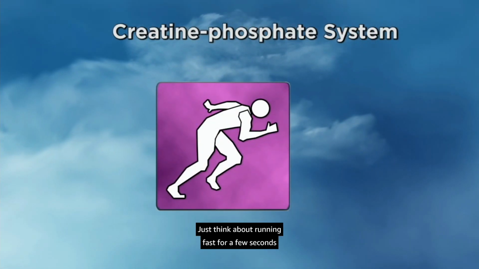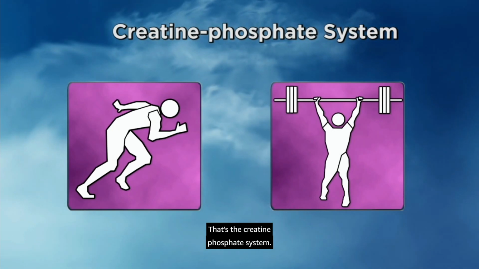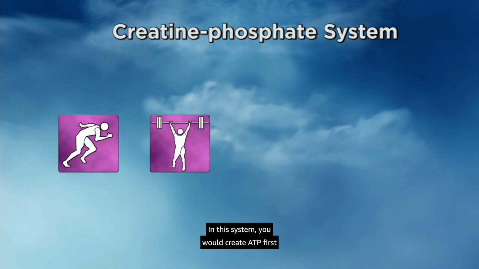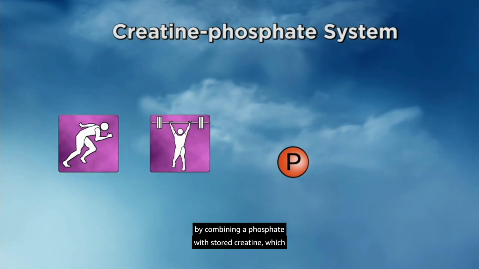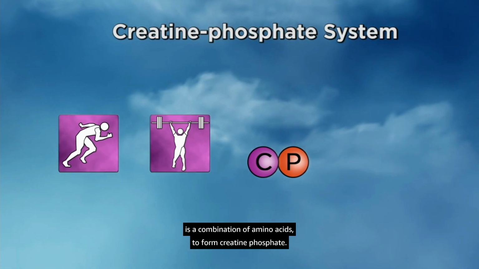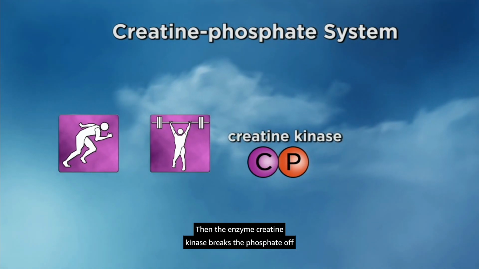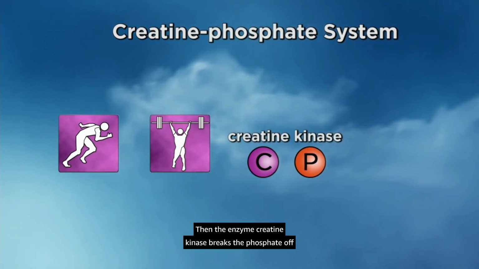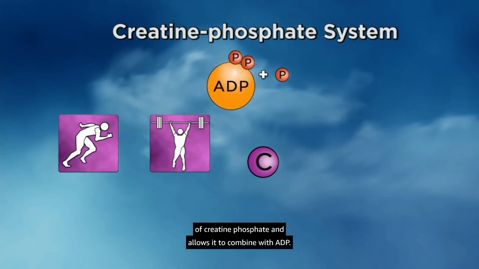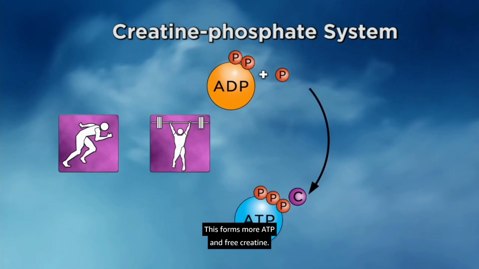Just think about running fast for a few seconds or lifting a heavy object or weight. That's the creatine phosphate system. In this system, you will create ATP first by combining a phosphate with stored creatine, which is a combination of amino acids, to form creatine phosphate. Then the enzyme creatine kinase breaks the phosphate off of creatine phosphate and allows it to combine with ADP. This forms more ATP and free creatine.